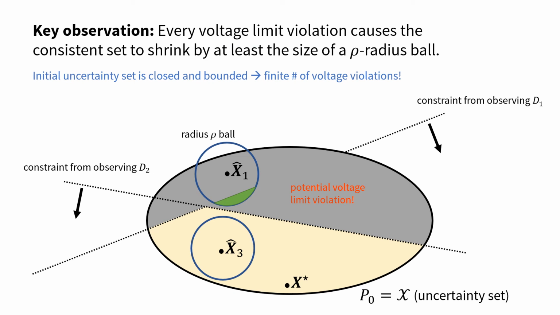This leads to the key observation underlying our entire algorithm: every voltage limits violation causes the consistent set to shrink by at least the size of a rho radius ball. Since the initial uncertainty set is compact, that is, closed and bounded, it has finite volume. Therefore, there can only be a finite number of voltage violations before we have eliminated all uncertainty from the model.